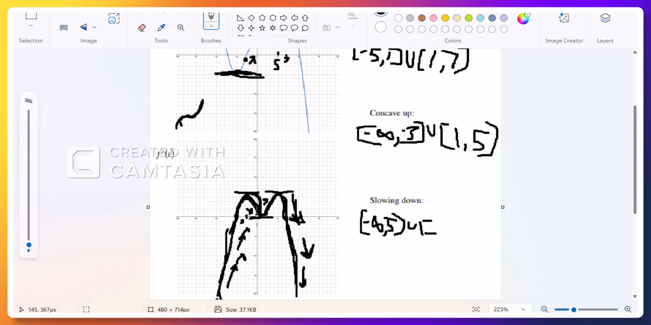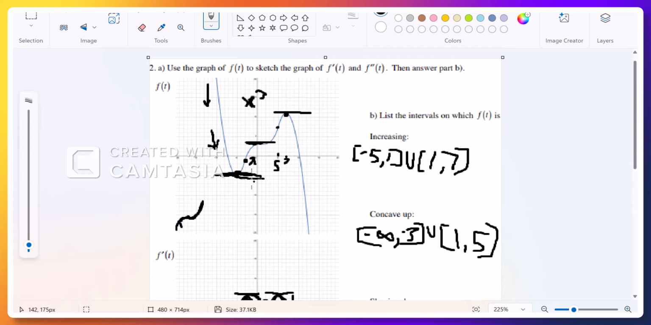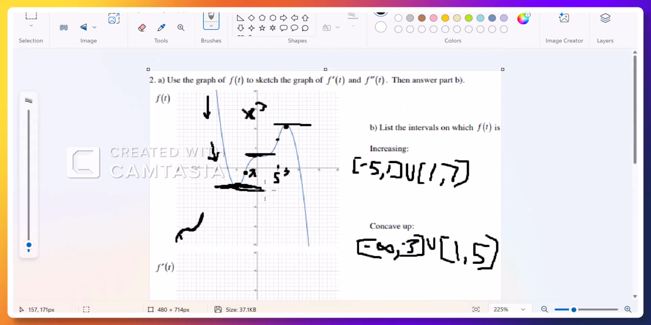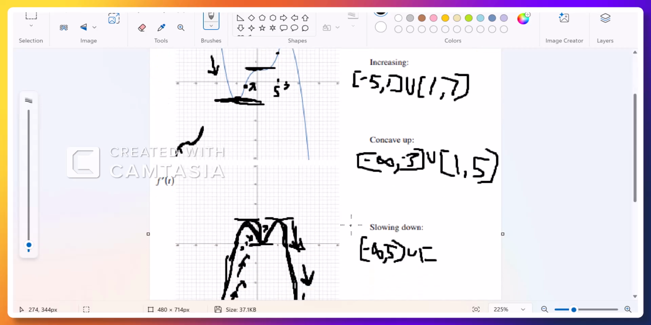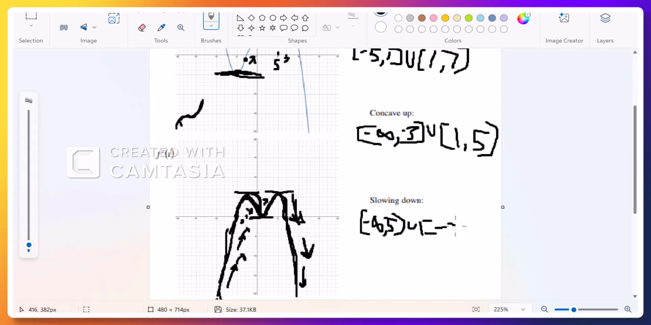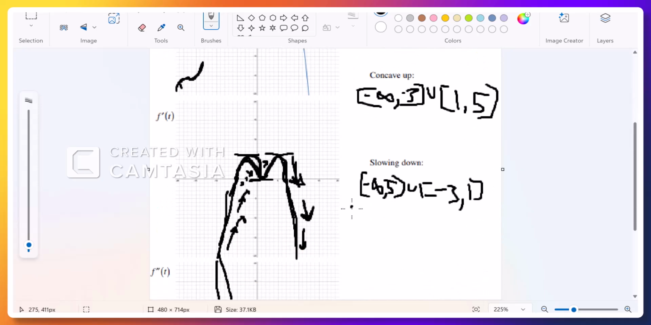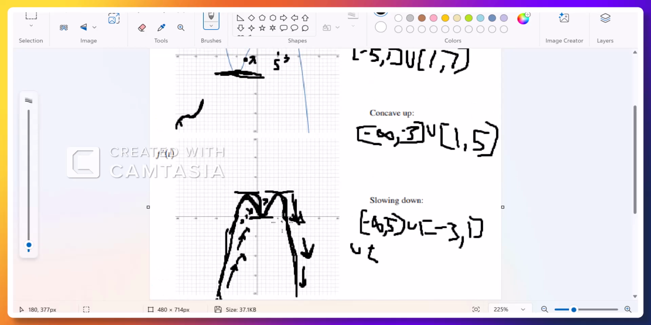And then there's also going to be a decrease when it's at its top. You could see when it's at -3, it's going down. So that means it's decreasing. The slope is decreasing here. At -3, it's decreasing, as you can see. So we're going to have one at -3 to 1, because it stops decreasing when it's at 1.